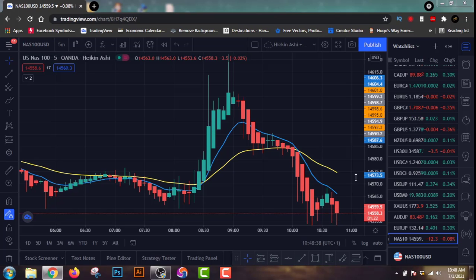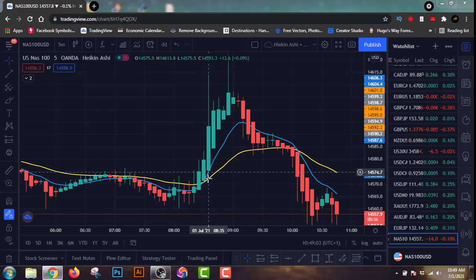Okay, so we are back with this series testing the Heikin Ashi trading strategy on the 5-minute chart on 18 pairs using two moving averages, exponential moving average EMA 30 and EMA 10. The blue is the 10, 30 is the yellow. The rules are quite simple.